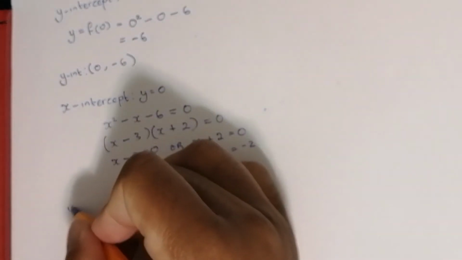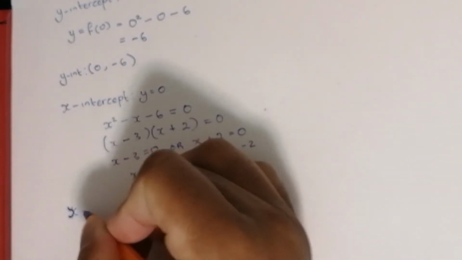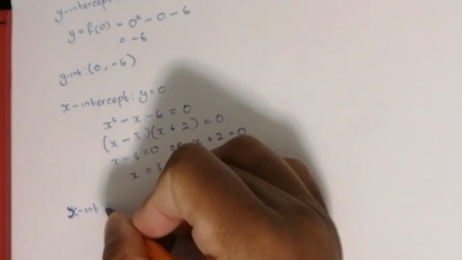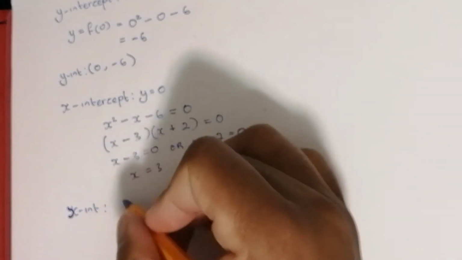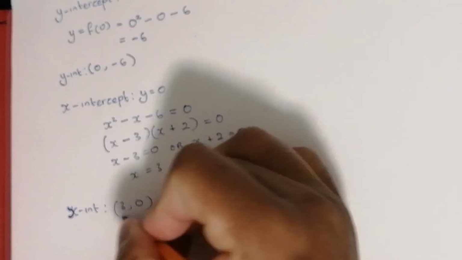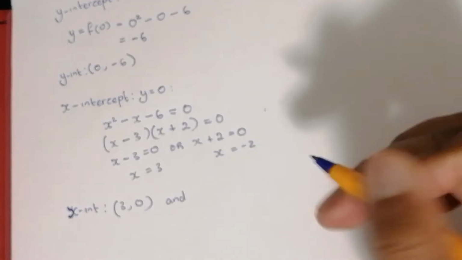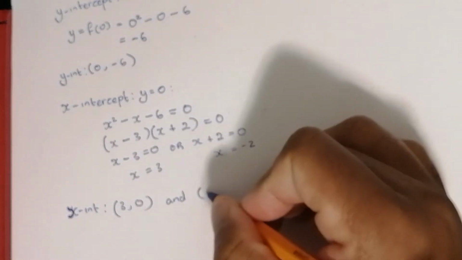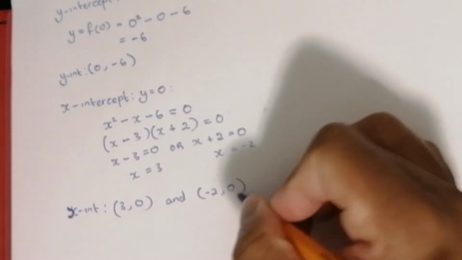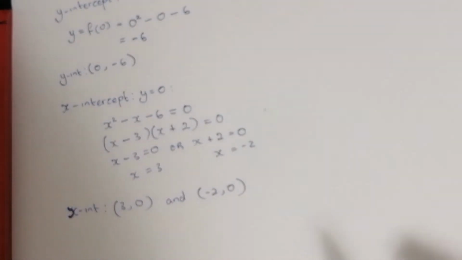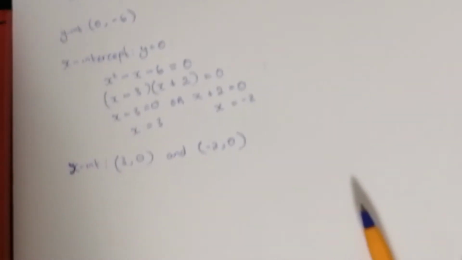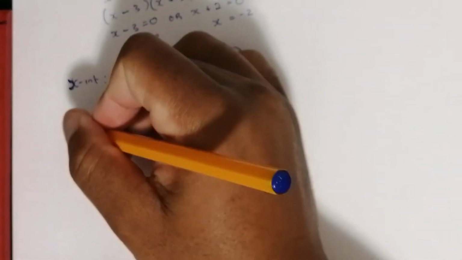So now we have that our x-intercepts are at the points (3, 0) and (negative 2, 0), right? Now that we have these points, we want to find the turning point of our quadratic function. So to do that, to find the turning point, I'll just call it TP.